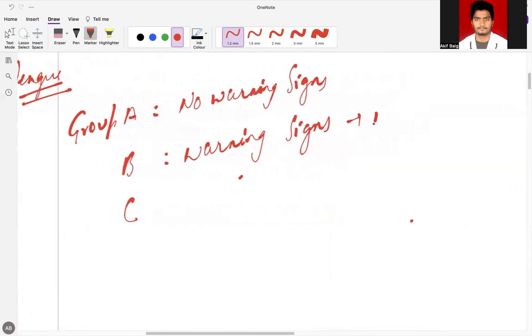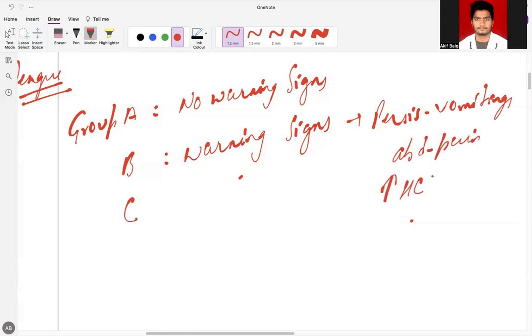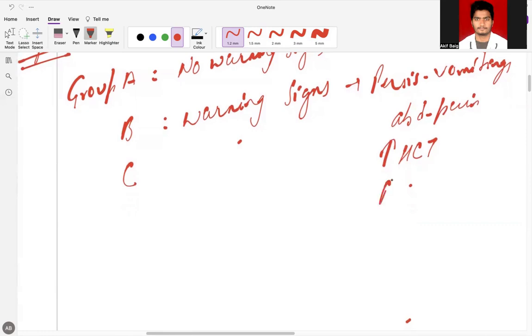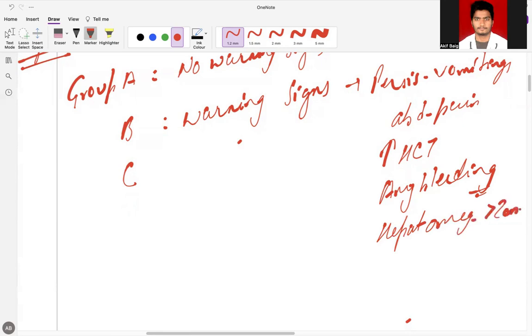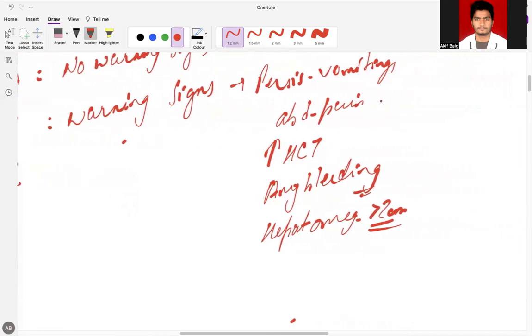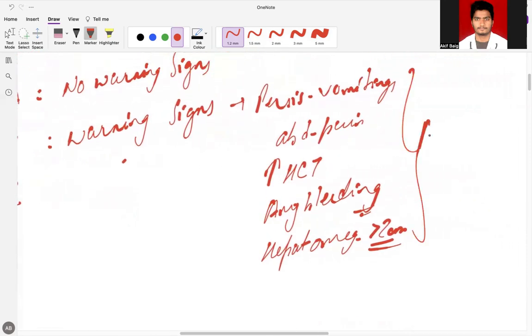Warning signs are like persistent vomiting, abdominal pain, rapidly rising hematocrit, any bleeding from any site like epistaxis or melena, and hepatomegaly of more than 2 centimeters. So all these things come under the warning signs. Suppose these warning signs are there, the patients need to be admitted and managed.